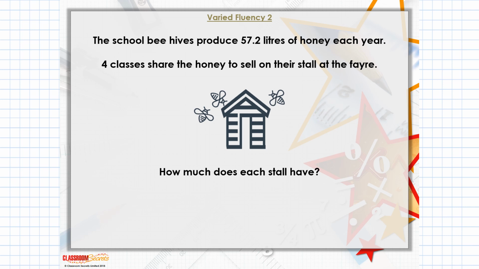Here's my next problem. The school beehives produce 57.2 litres of honey each year. Oh, that would be amazing if we had beehives in school. 4 classes share the honey to sell on their stall at the fair. How much does each stall have?